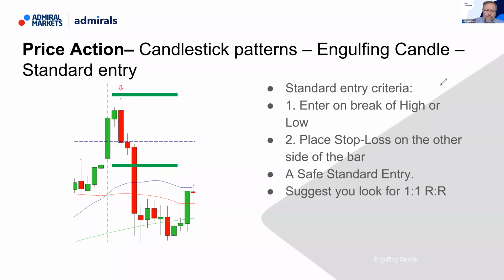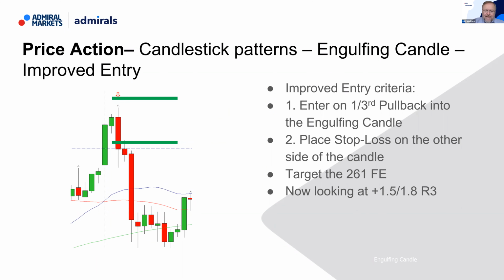Some people will be very happy to trade that, and it will work for them. But what I want to share today is this improved entry criteria. Having identified the setup, instead of waiting to enter here, we're placing an order to short a third of the way back into the trigger candle. Just stringing our Fibonacci tool across it, identifying where the third of the way pullback is, and that is where your entry is.